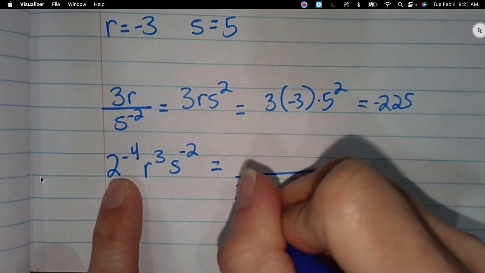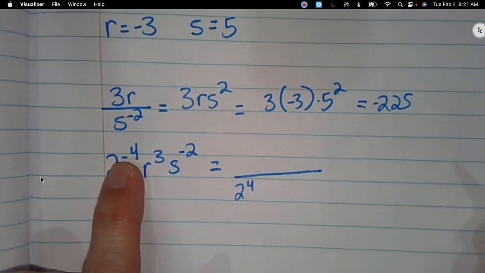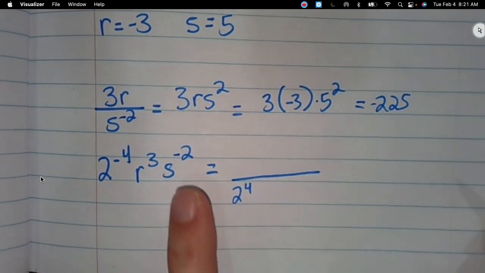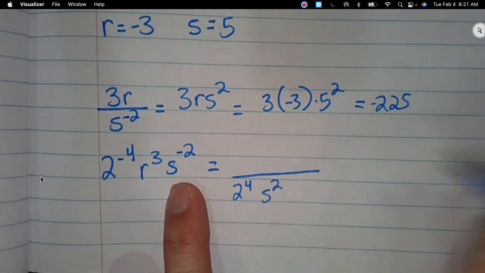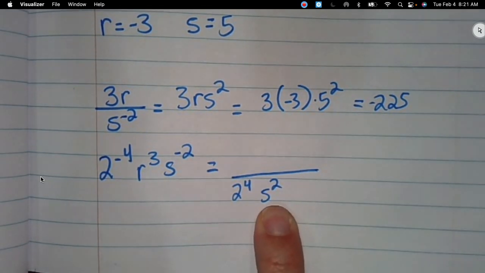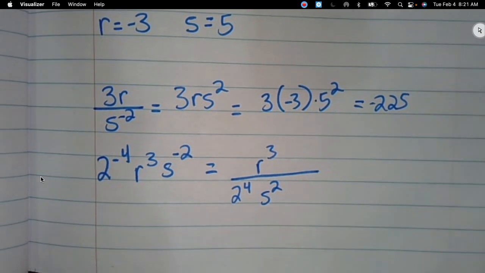So let me do that. That becomes 2 to the 4th. Since I moved it, it becomes positive. And s squared. Since I moved it, the negative 2 became positive 2. And then my r stays up top. Does that one make sense a little bit? So if it has a positive exponent, it stays. If it has a negative exponent, it has to be moved. Now we'll plug in our numbers.